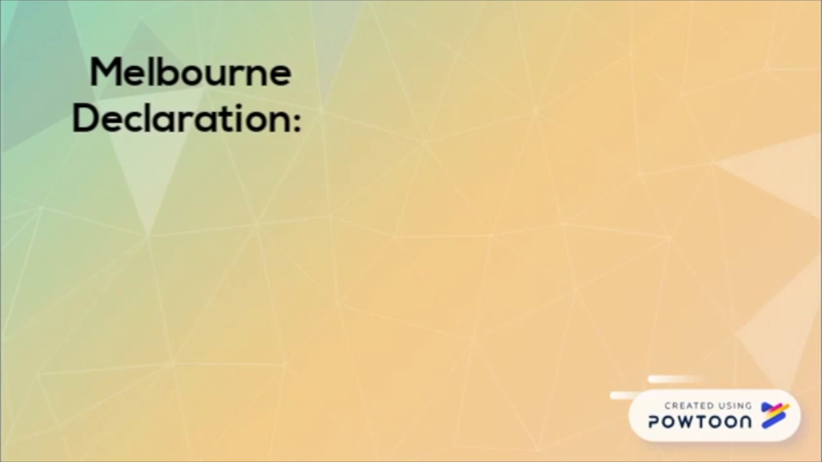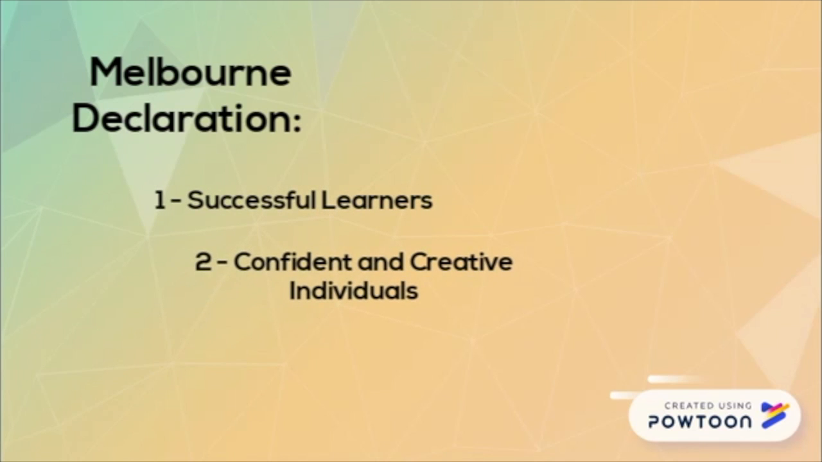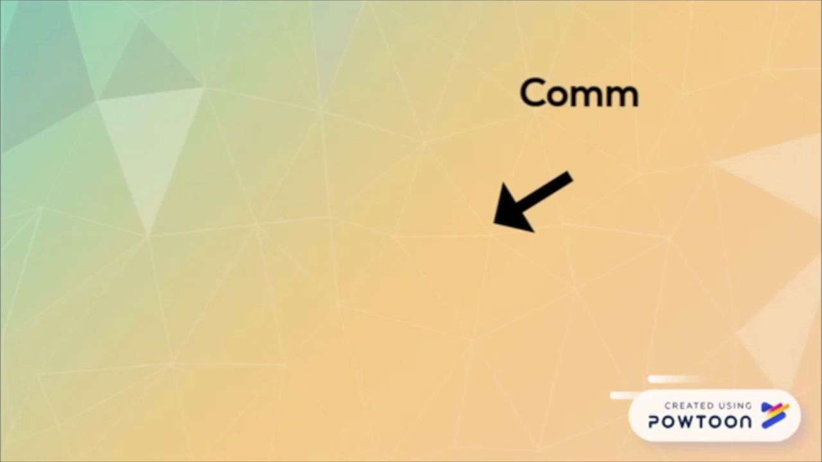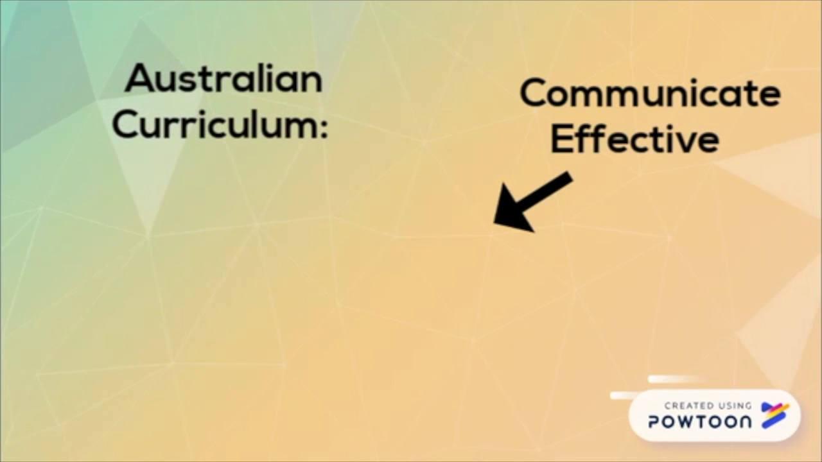As the Melbourne Declaration states, Australian education aims to produce students who are successful learners, confident and creative individuals, and active and informed citizens. To do this, our students need to be able to communicate effectively, and as the Australian curriculum states, effective communication in Australia usually requires a proficiency with Standard Australian English.